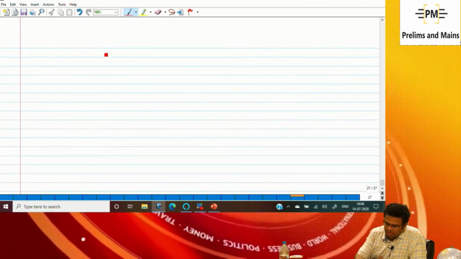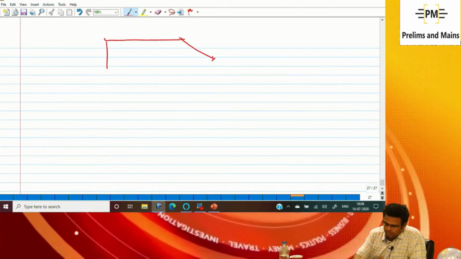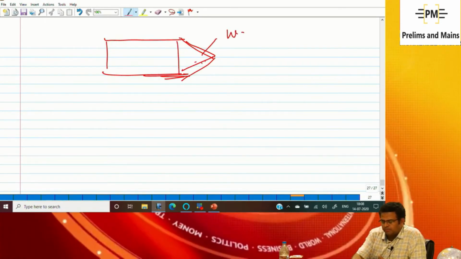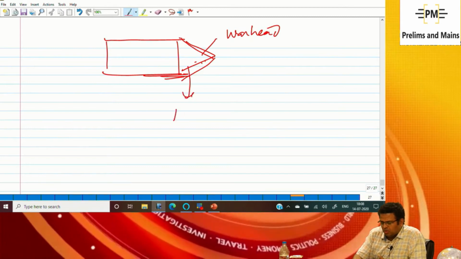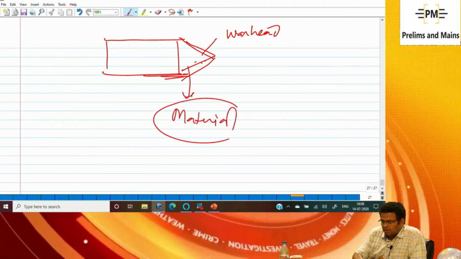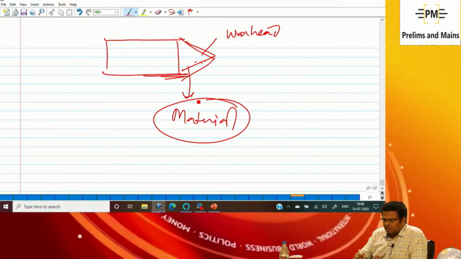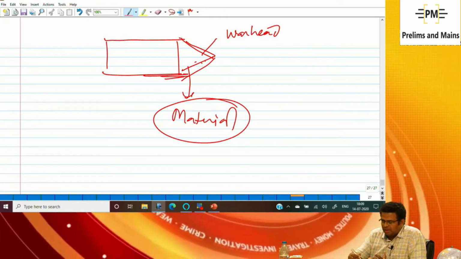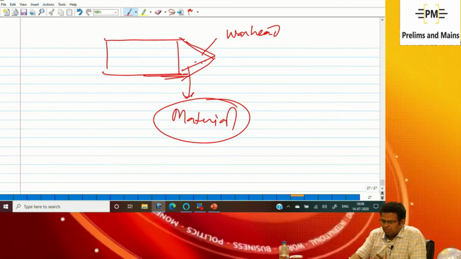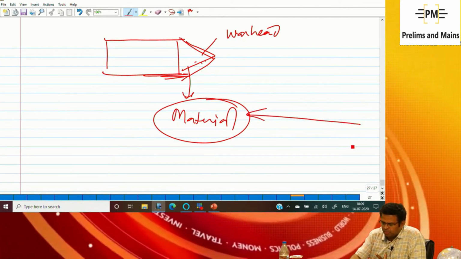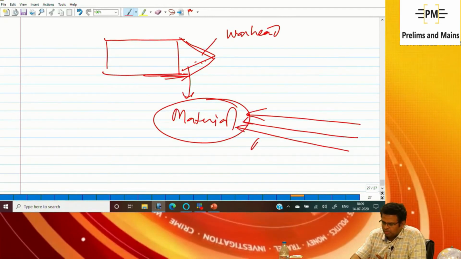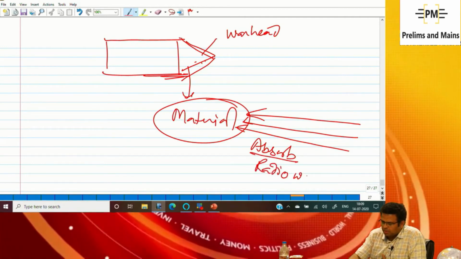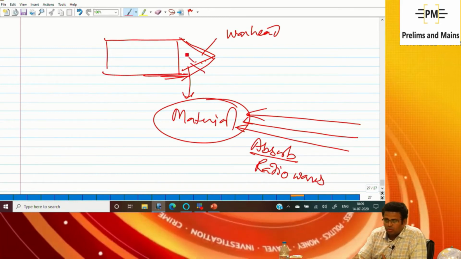If I am talking about when the ramjet is moving, and here is the warhead, there is some material coated on it. What does this material do? It is a kind of material which can absorb radio waves, meaning the radio waves will come and pass through.